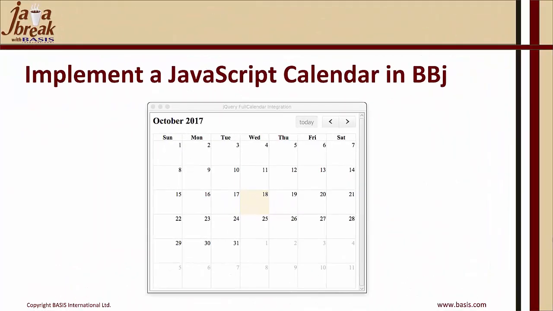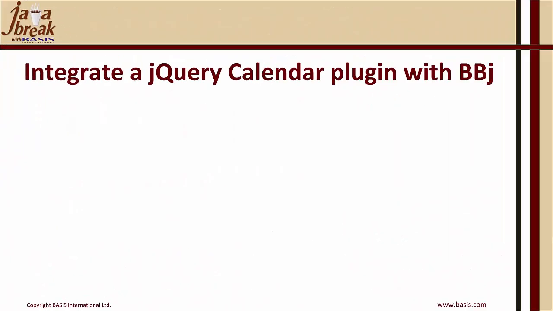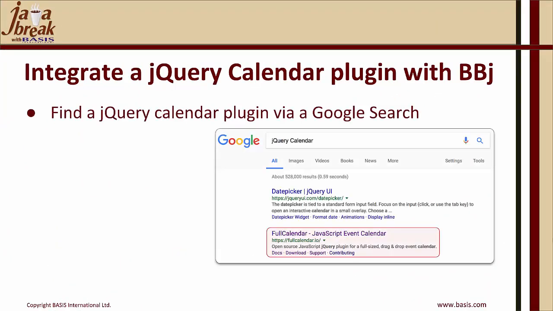So let's look at some examples. We're going to implement a JavaScript calendar in BBj. We're going to use a jQuery calendar plugin. So how do we find one? We'll use our friend Google.